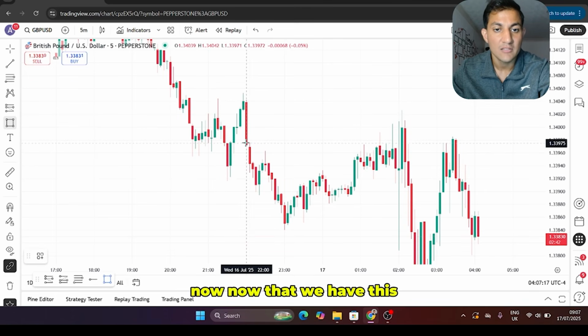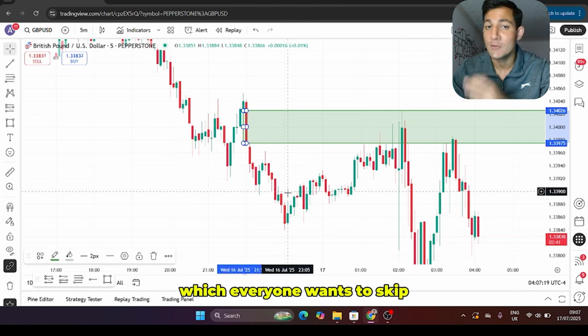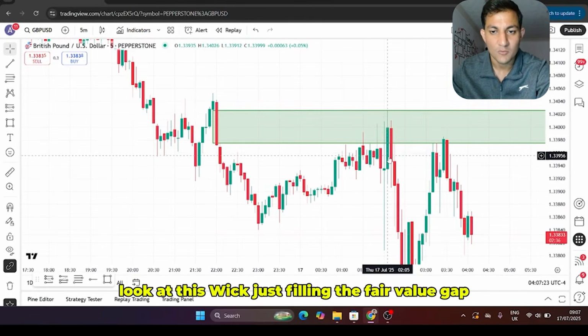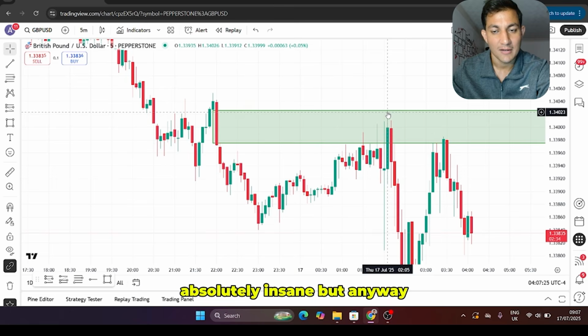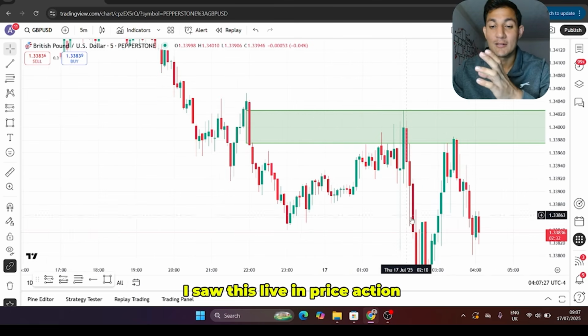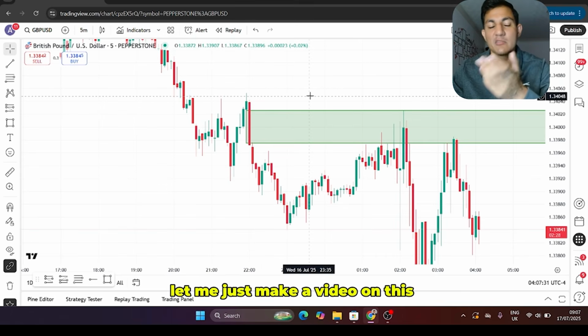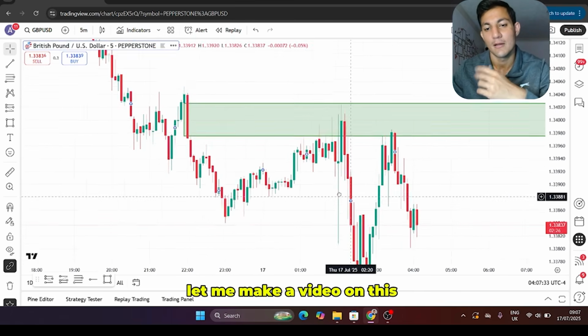Now that we have this, we go on to step 3, which everyone wants to skip straight to, which is our entry. Beautiful. Look at this wick just filling the fair value gap. Absolutely insane. By the way, I saw this live in price action. This is live trading. And I thought, let me just make a video on this.